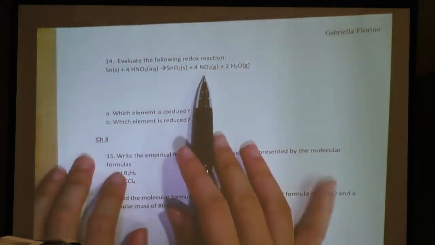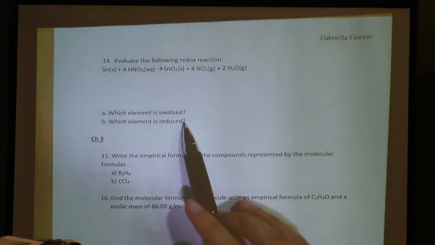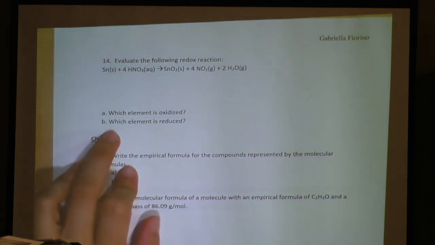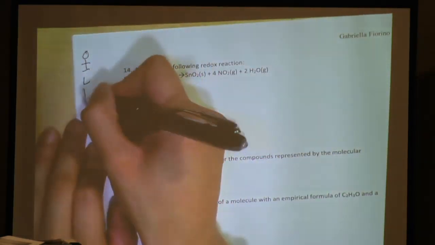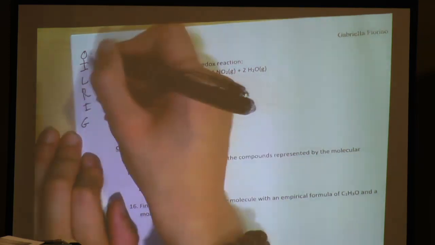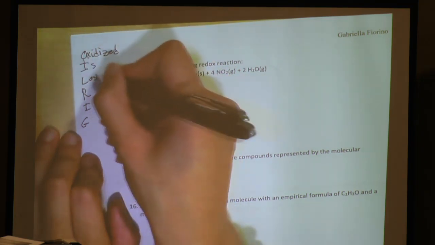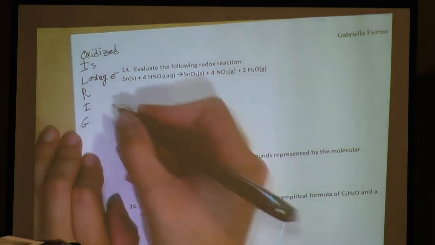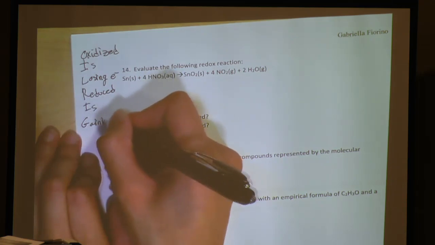So evaluate the following redox reaction, and then we want to find out what's oxidized and what's reduced. So, OIL RIG. Oxidized is losing electrons, right? That little symbol just means electrons. And then reduced is gaining electrons.